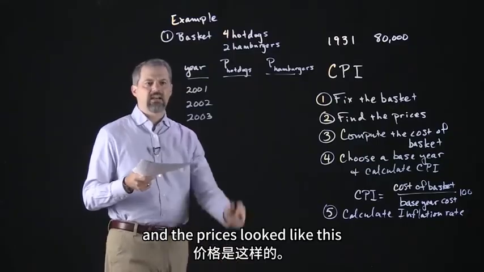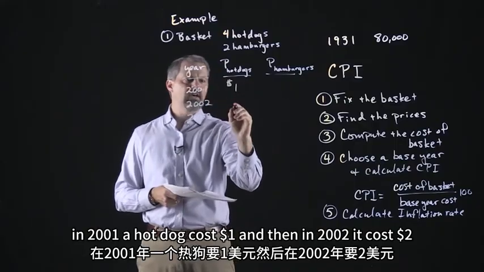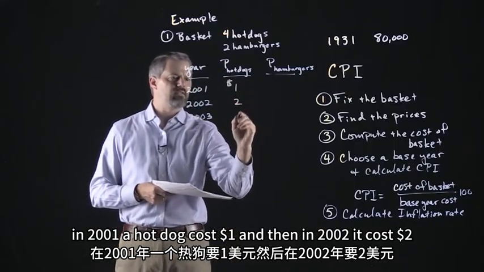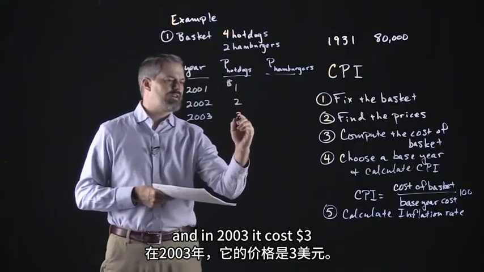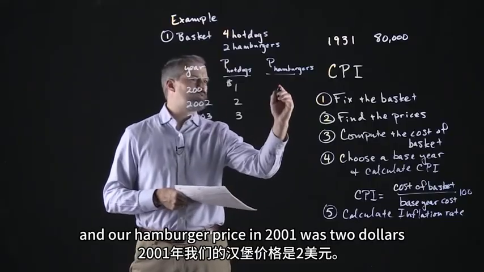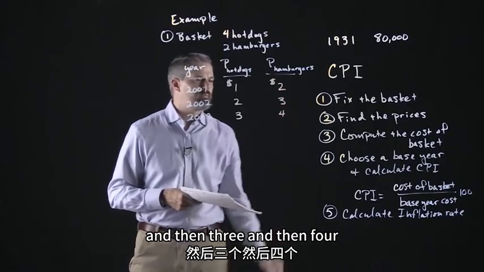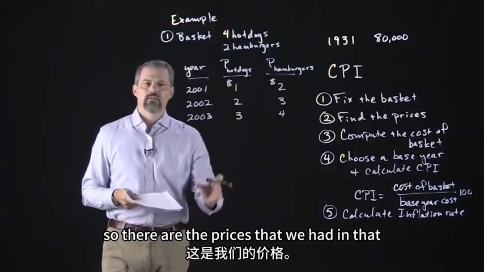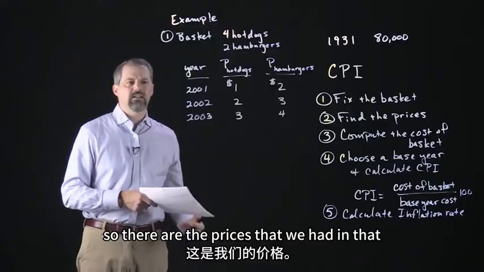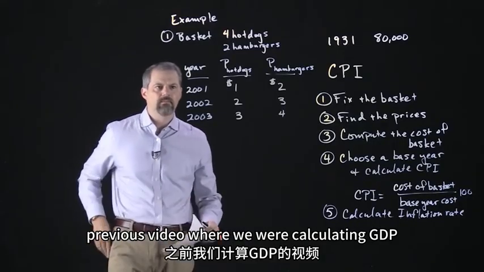And the prices looked like this. In 2001, a hot dog cost $1, and then in 2002 it cost $2, and in 2003 it cost $3. And our hamburger price in 2001 was $2, and then $3, and then $4. So there are the prices that we had in that previous video where we were calculating GDP.